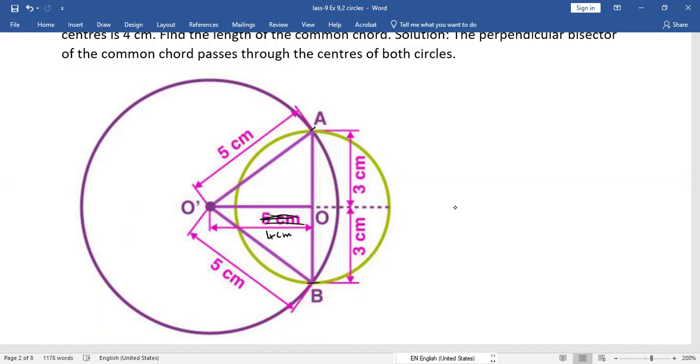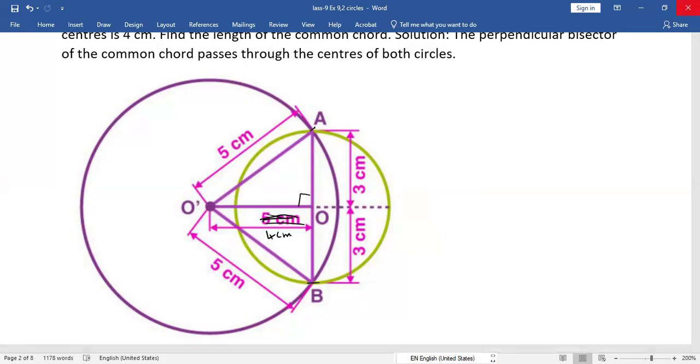What is the common chord here? You can see AB is the common chord. Now look here. This common chord AB and the line joining the two centers, the angle here is 90 degrees. RHS congruency you can prove.